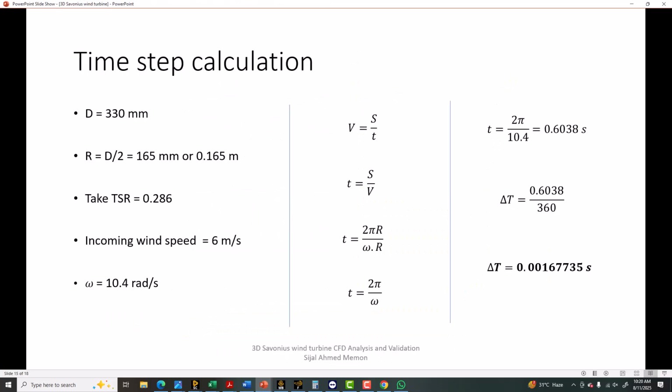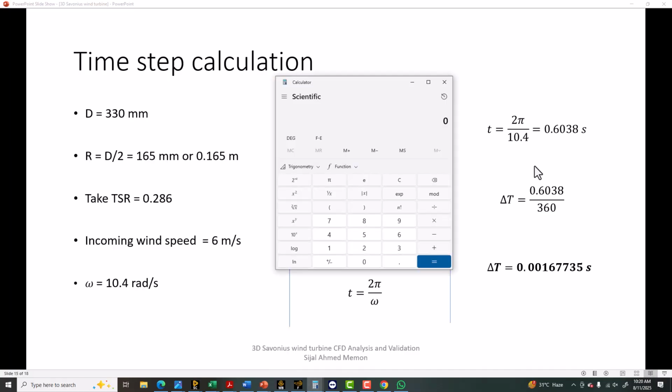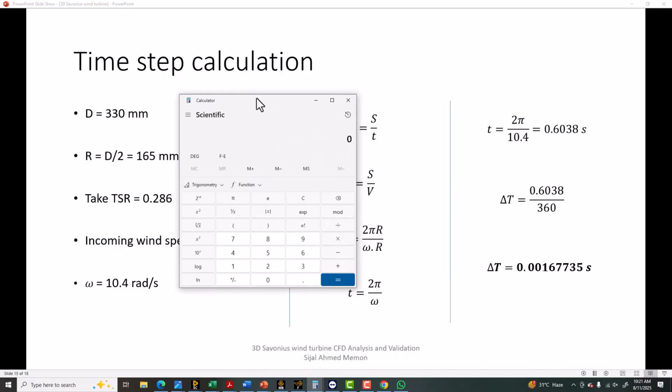But what we used here is 0.00167. If I compare this value, this is for 1 degree advancement in one time step. If I multiply by 5, that is around 0.0016635 into 4. So it looks like that's about 4.5 degrees in one time step.